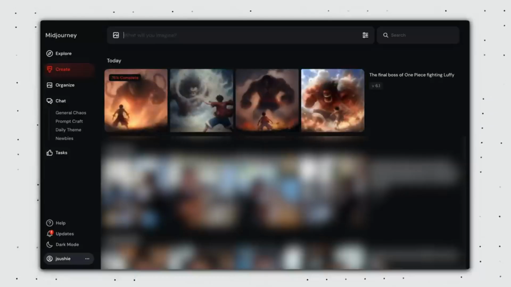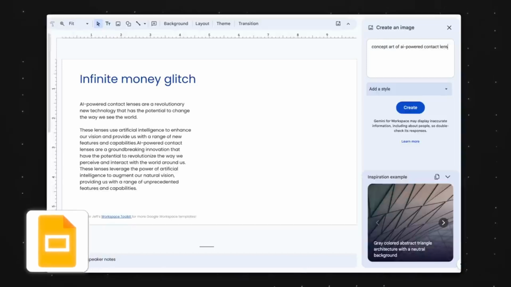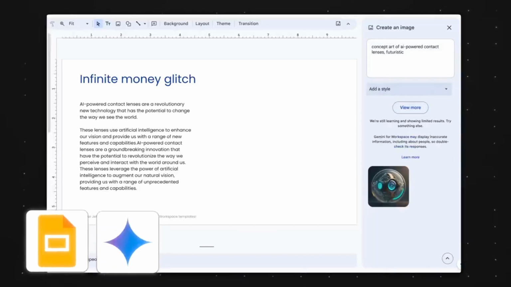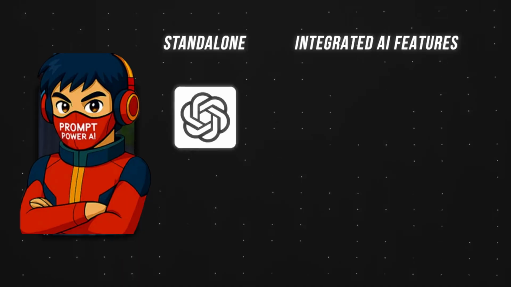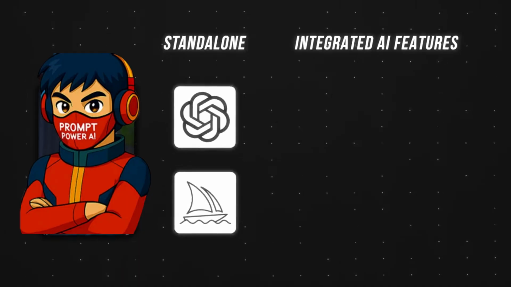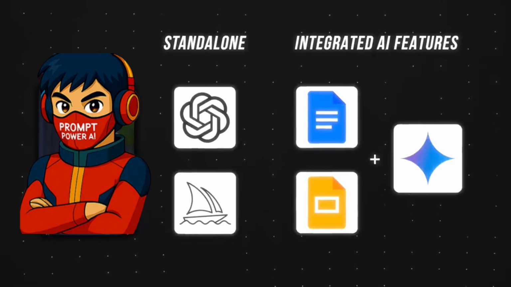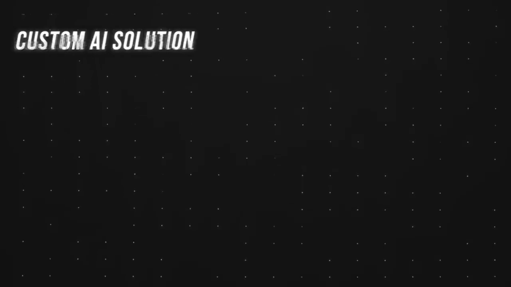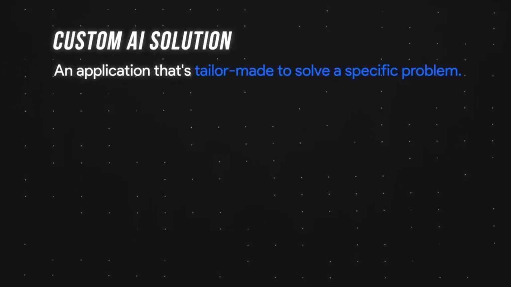Another example would be I can either use Midjourney as a standalone tool to generate images for a presentation, or I can create an image directly within Google Slides by using, again, Gemini for Workspace. In these instances, ChatGPT and Midjourney are standalone AI tools, and Google Docs and Google Slides are tools with integrated AI features. Third, a custom AI solution is an application that's tailor-made to solve a specific problem.